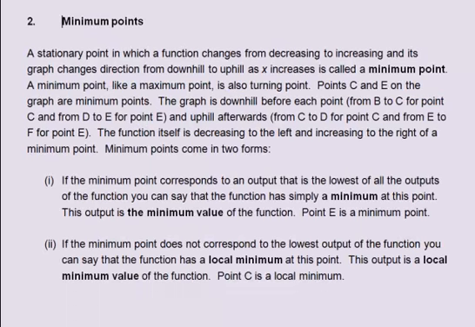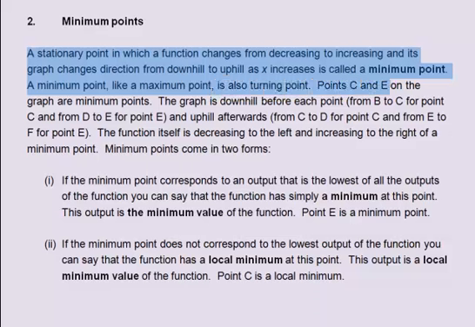2. Minimum points. A stationary point in which a function changes from decreasing to increasing and its graph changes direction from downhill to uphill as x increases is called a minimum point. A minimum point, like a maximum point, is also a turning point. Points C and E on the graph are minimum points.